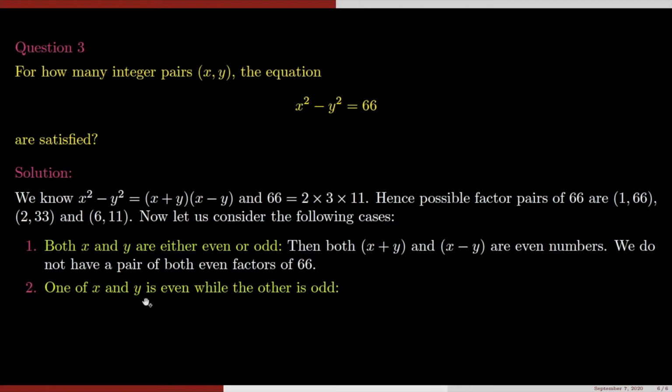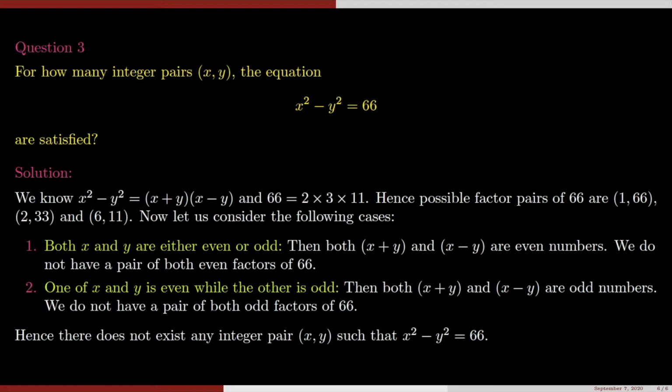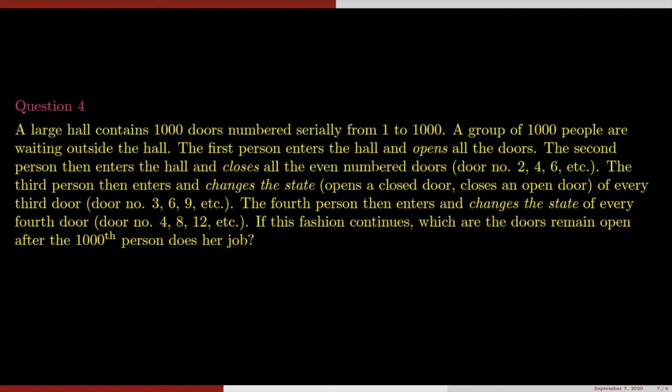Next case, one of x and y is even while the other is odd. Both x plus y and x minus y are odd numbers. We do not have a pair of both odd factors of 66. One even, one odd factors we have always. Hence, there does not exist any integer pair x and y such that x squared minus y squared is equal to 66. Next question coming up.